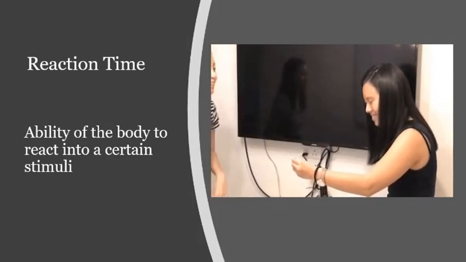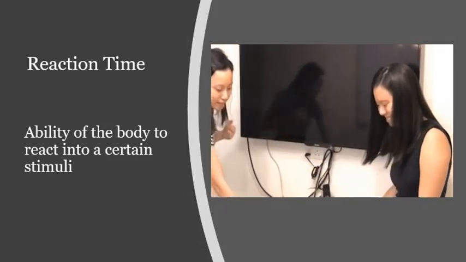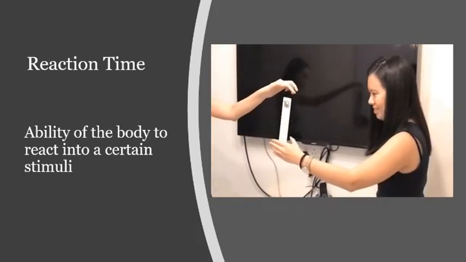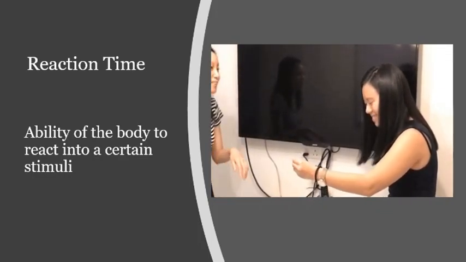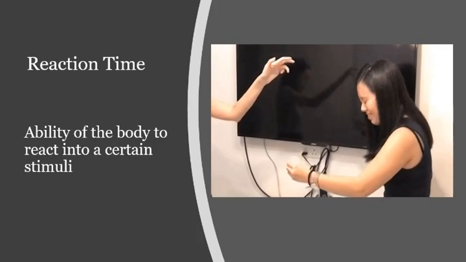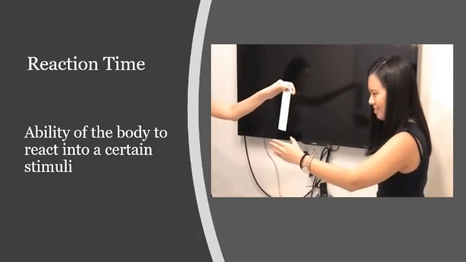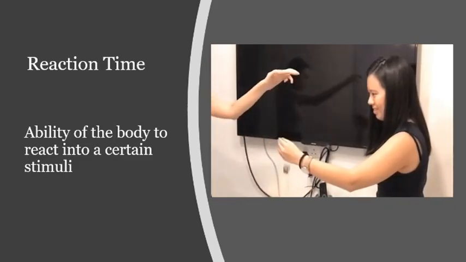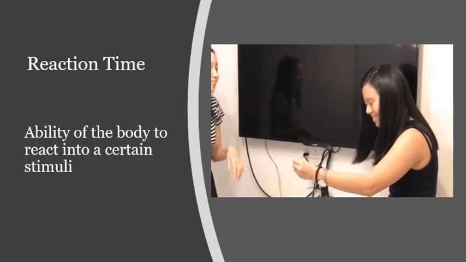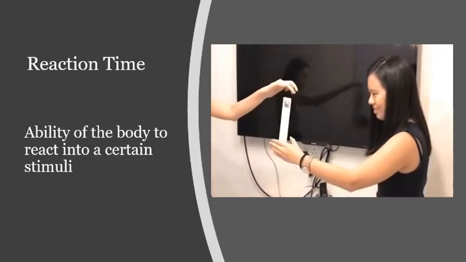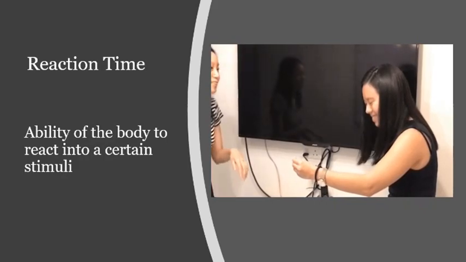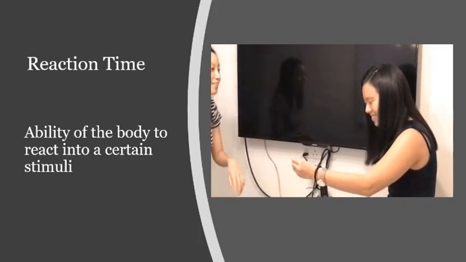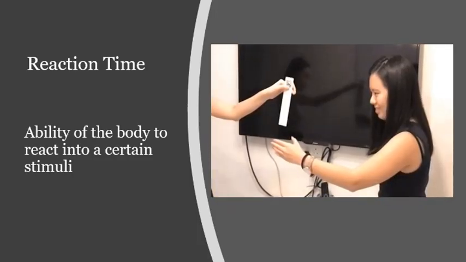The third skill-related component that we will discuss is reaction time. Reaction time is the capability of the body to react to a certain stimulus. Look at the example that I presented in the slide. The task of the girl is to catch the ruler once it is dropped by her partner. That serves as the reaction time, how fast your body can react to the dropping of the ruler. So that is reaction time.